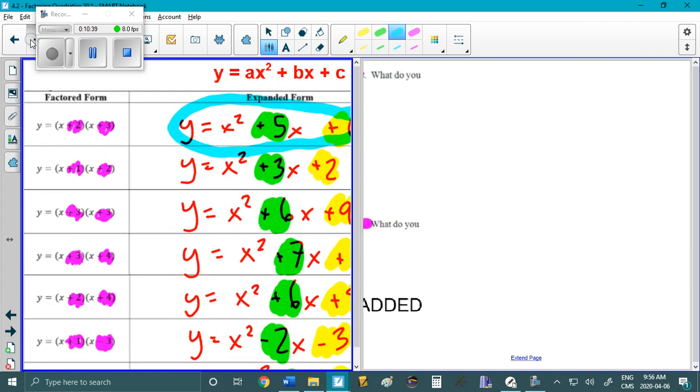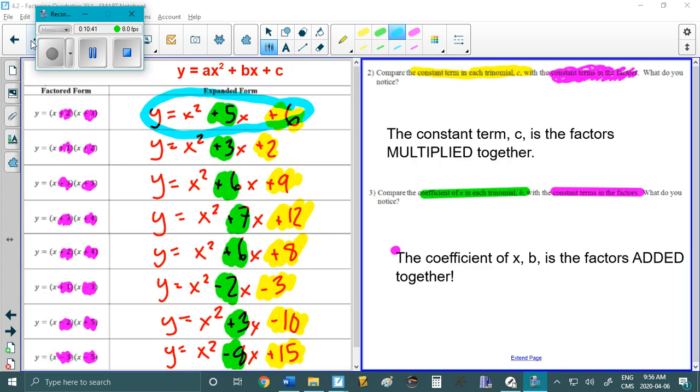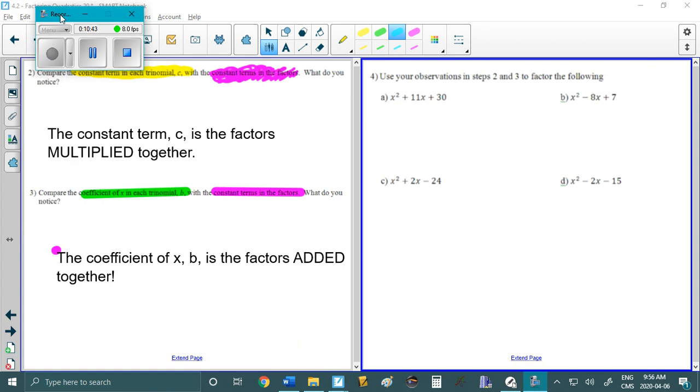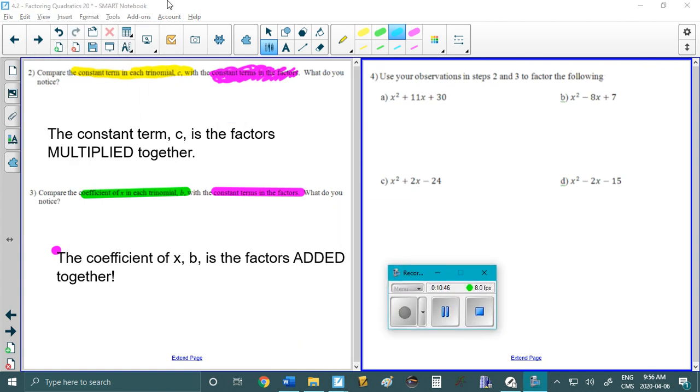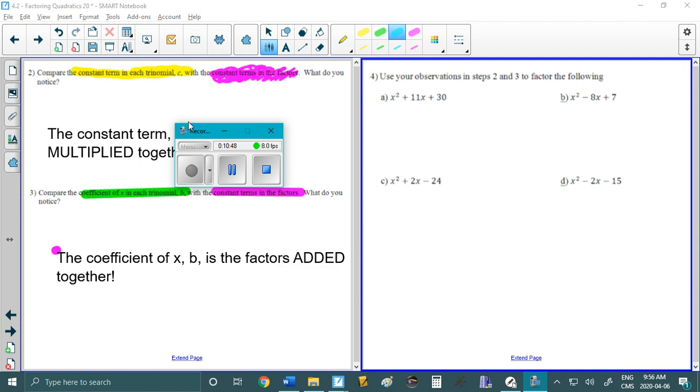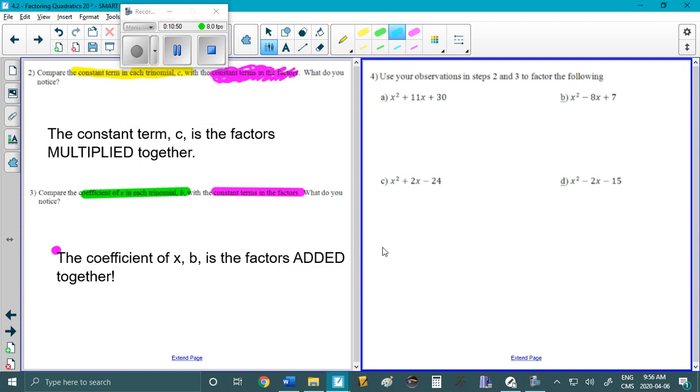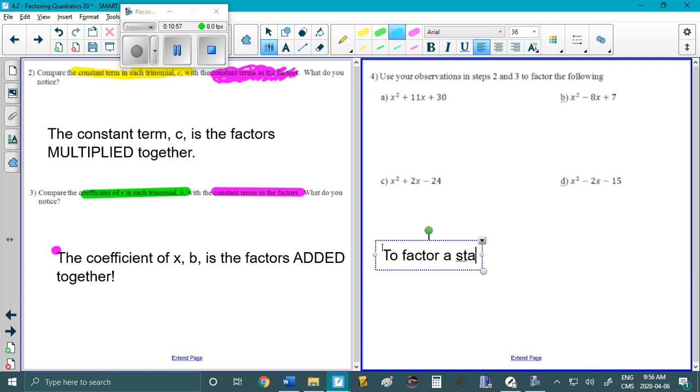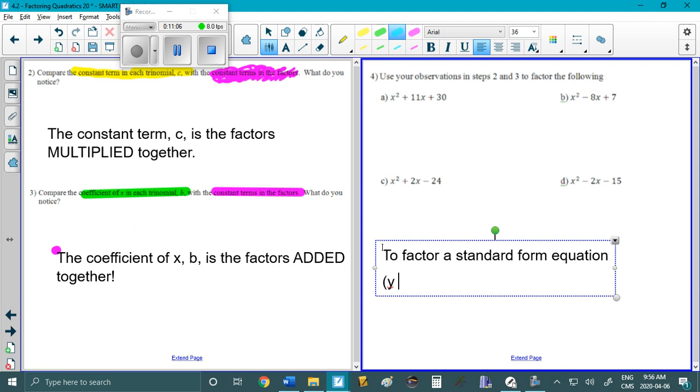So let's move on in the handout here. So here we go. Use your observations in step 2 and 3 to factor the following. And what I'm going to do here is give you a little mini note to write down. So I want it down here. To factor a standard form equation, and that is, remember, y equals x squared plus bx plus c.